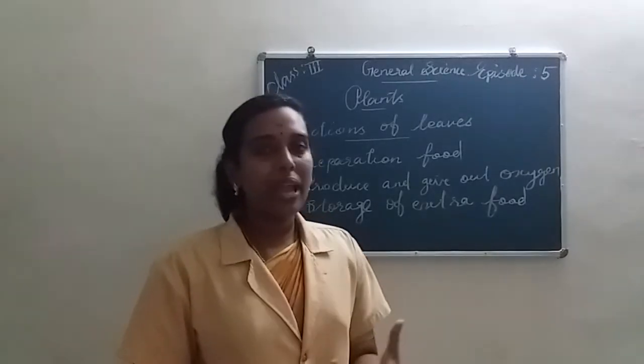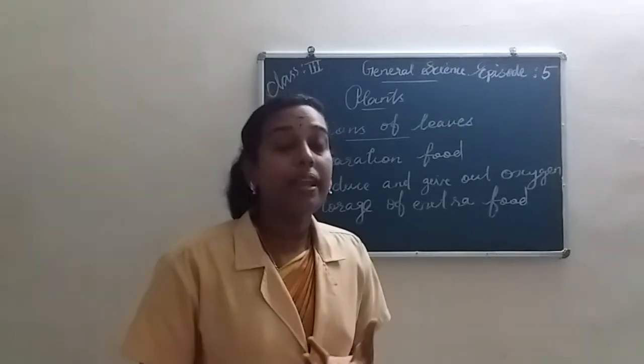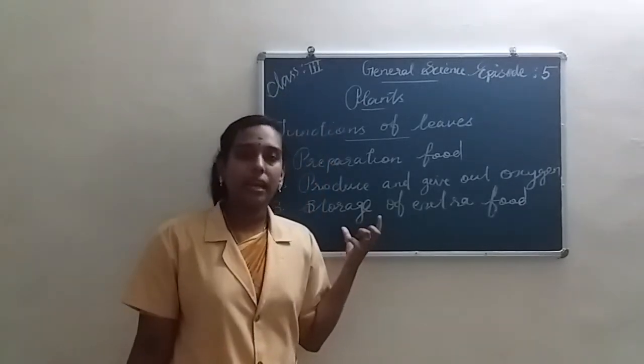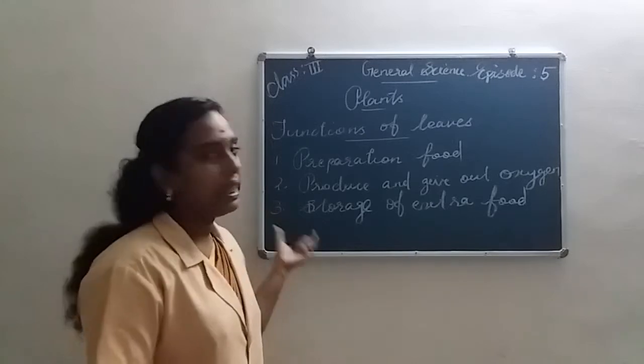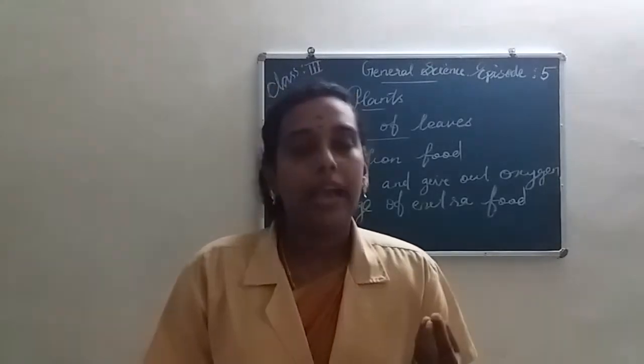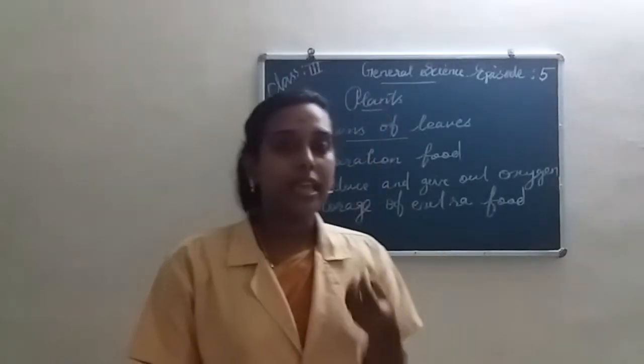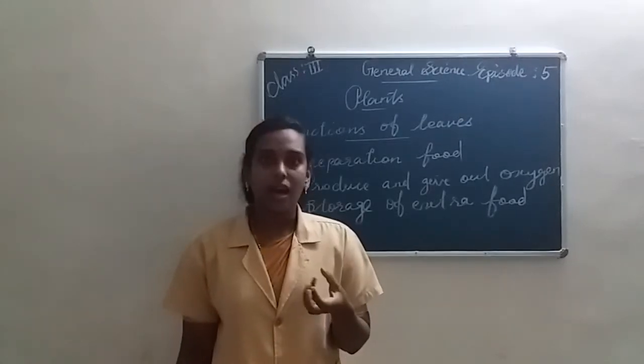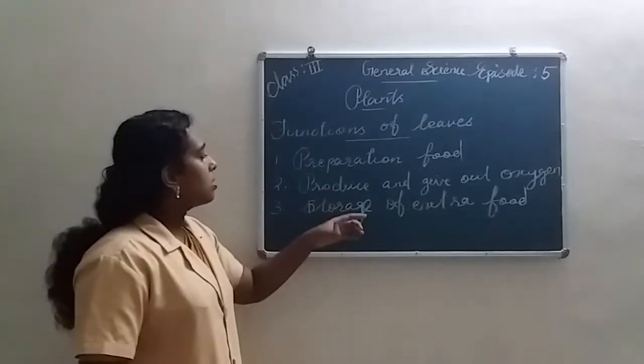And the leaves of plants like cabbage, spinach, etc. store extra food in their leaves. We eat the leaves of these plants like cabbage, lettuce and spinach. Spinach means chira. So these are the functions of leaves.